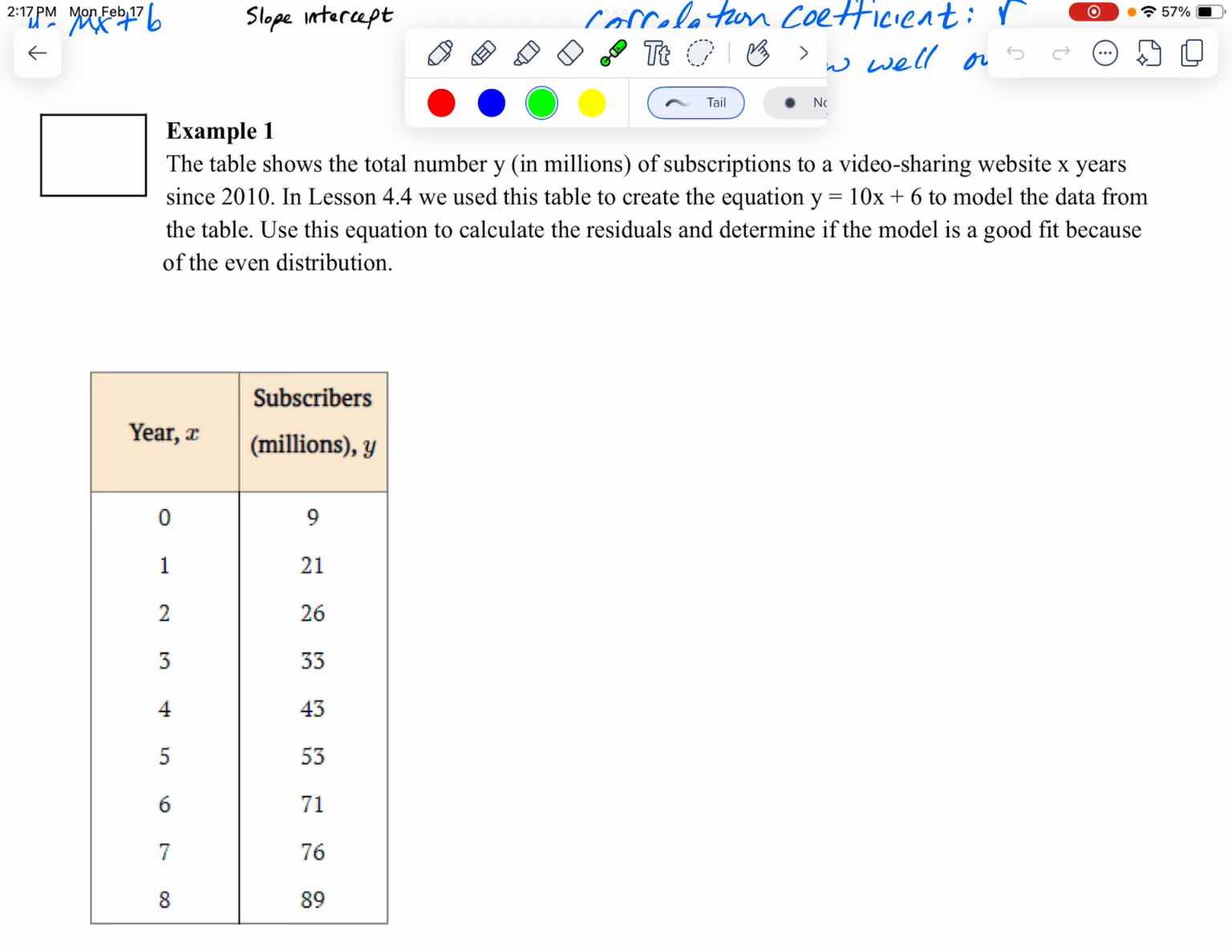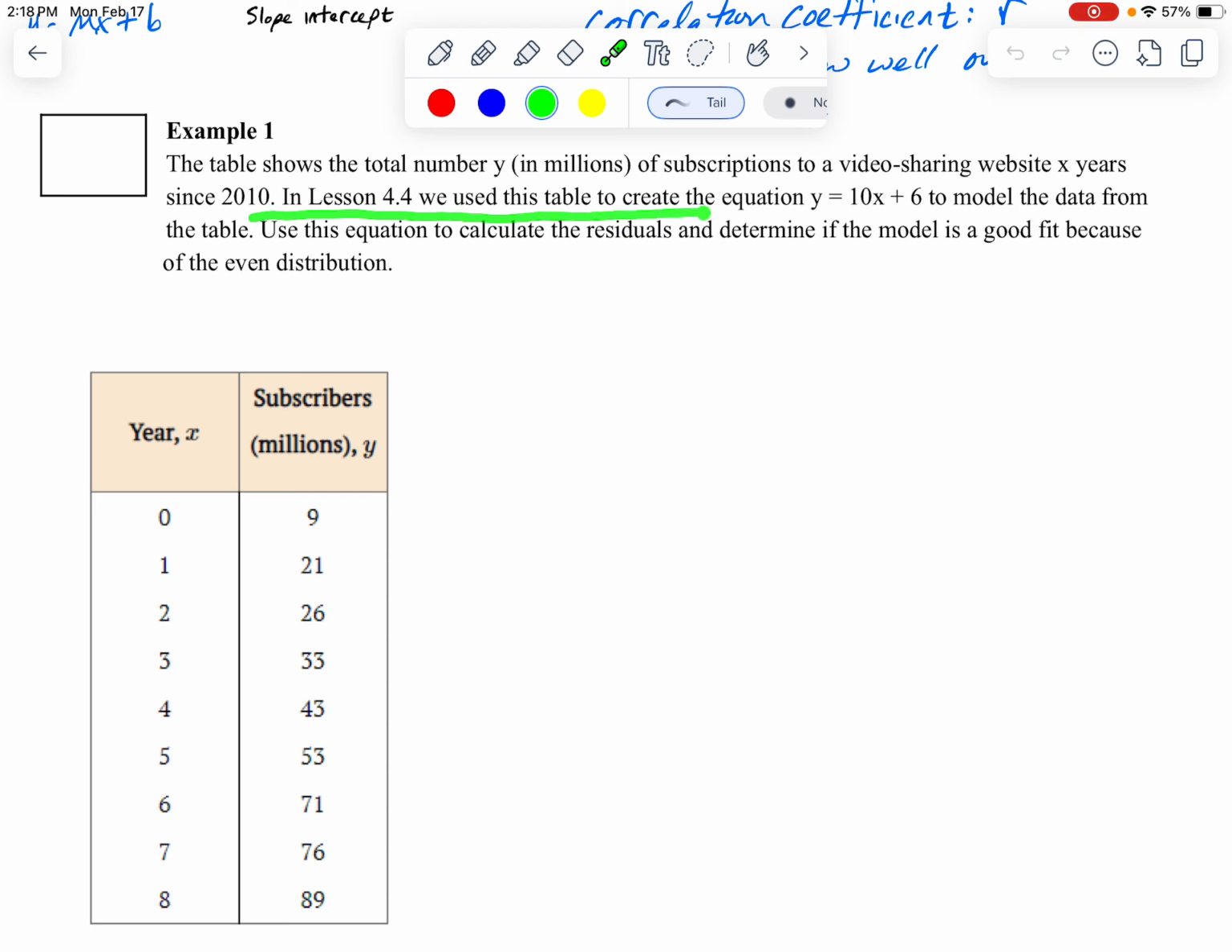Example 1. We've seen this example in the past. We're just going to do something a little different with it now. If you want to maybe pause and take a minute to read this over, I will read it in just a second, but I'm going to go quickly, so it's going to be important that you understand what the example is talking about. So the table shows the total number in millions of subscriptions to a video sharing website, x years since 2010. So in other words, this would be the year 2010 because it's 0 years since 2010 and there were 9 million subscribers.